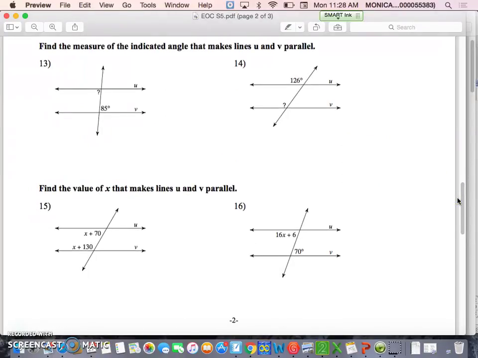So it says, find the measure of the angle that makes U and V parallel. Well, in order for these two lines to be parallel, alternate interior angles have to be congruent. So if this is 85, this has to be 85 degrees. If it's not, then you're not looking at parallel lines. And so like down here, these two angles here would have to be supplementary. So 2x plus 200 has to equal 180 degrees. Otherwise, you don't have parallel lines, so on and so forth.